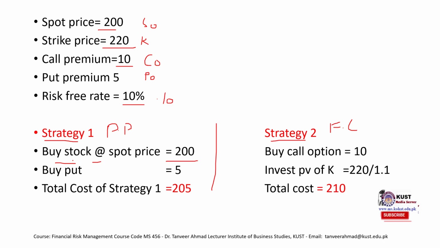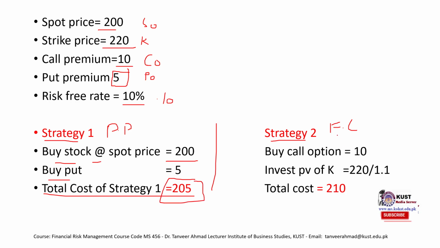So the protective put strategy has two parts. One, we buy the stock or we own the stock, and then we enter into a long put option. So we buy the put option, and what would be the cost of this put option? It would be the put premium. So the total cost of this strategy 1, which is the protective put strategy, is 205.